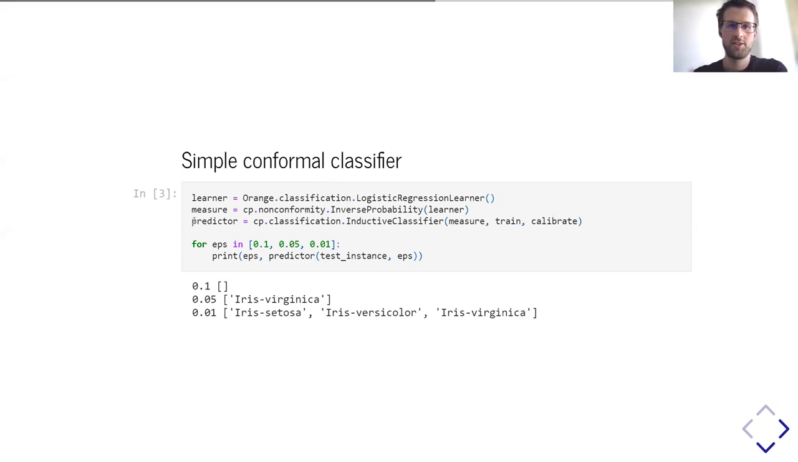Once we built such a conformal classifier, we can test it at different significance levels. What are the outputs? For every epsilon in this range, we can observe the output. At 0.1, we get an empty prediction set. And then when we go to lower significance levels, so lower tolerances for errors, we get larger sets of predicted values. Nothing special about this, just a simple demonstration of how we can use this package. And we can easily swap this for different non-conformity measures, different learners, and of course, different settings, for example, transductive or some cross classifier.